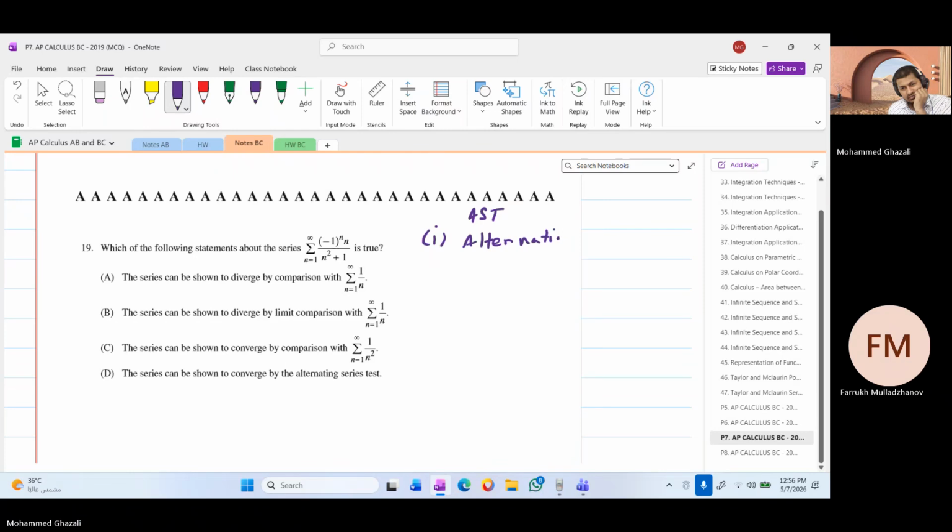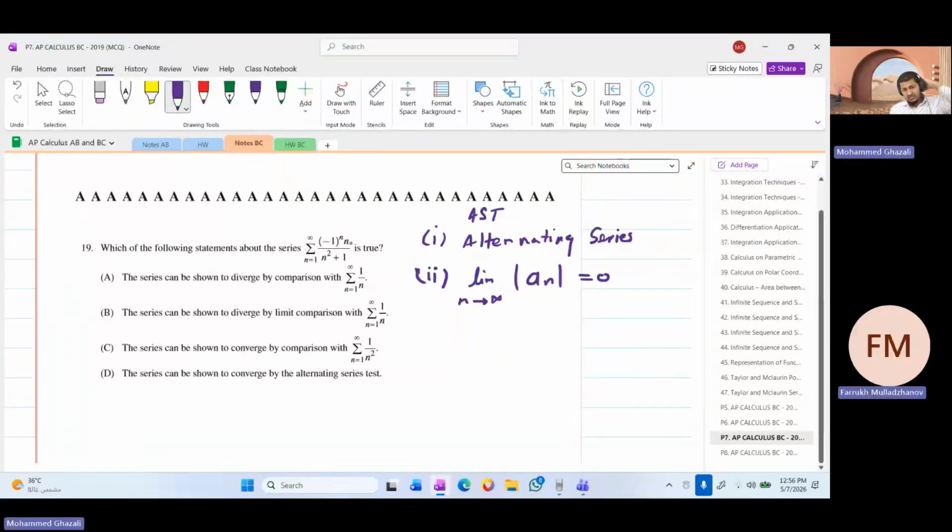Alternating. This is an alternating series. The next condition I want to check is whether the limit as n approaches infinity of the absolute value of an must be equal to 0. Is it? Yes, the degree in the denominator is bigger than the degree in the numerator. Is that correct? Yeah, it's correct, Ustad.